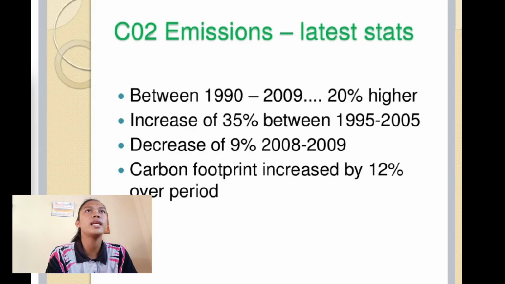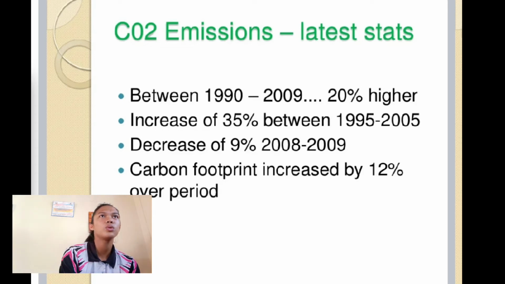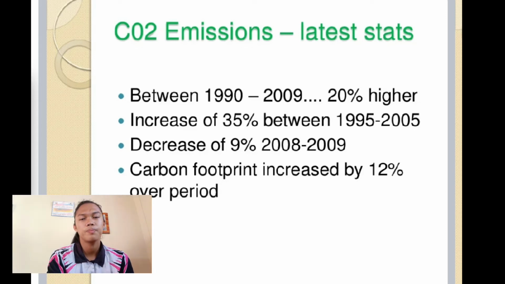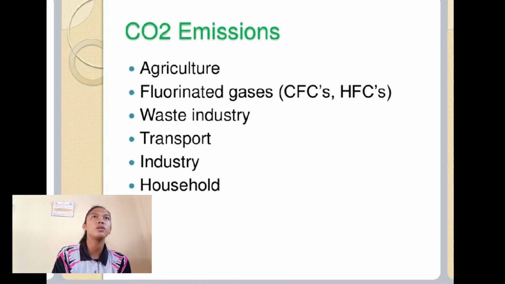Between 1990 to 2009, it was 20% higher. On the other hand, it increased by 35% between 1995 to 2000, and decreased by 9% during 2000 to 2008-2009. With that, the carbon footprint increased by 12 over the period. For CO2 emissions, we have the agriculture, the fluorinated gases, the waste industry, the transport, and the household.